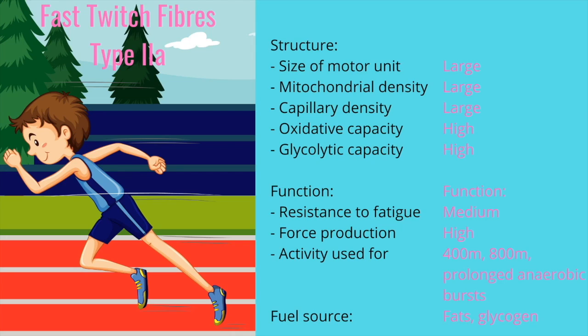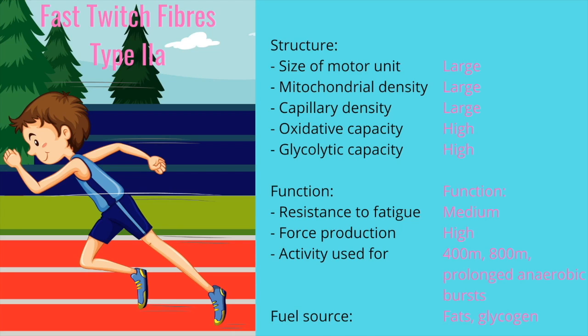Activities used for 400 meters, 800 meters, prolonged anaerobic bursts that last longer than 15-20 seconds. Obviously, you can't go 100% for that long, hence the reason why the forceful contraction is slightly lower than a type 2B fibre, but you can still create a strong output for a longer period of time using these fibre types. Fuel source, fats and glycogen.